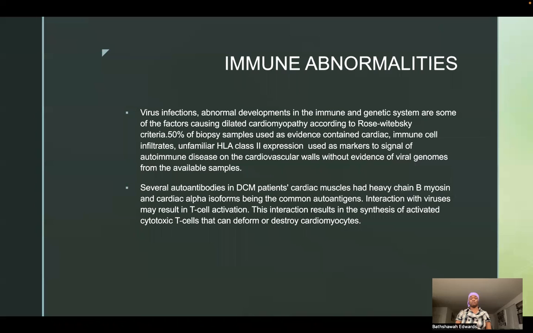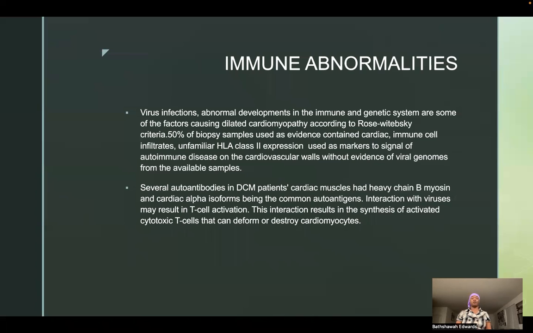Also, immune abnormalities. Virus infections, abnormal developments in the immune and genetic system are some of the factors causing dilated cardiomyopathy. According to Rose-Witebsky criteria, 50% of biopsy samples used in evidence contain cardiac immune cell infiltrates, and HLA class II expressions are used as markers to signal autoimmune disease on the cardiovascular walls without evidence of viral genomes from the available samples.